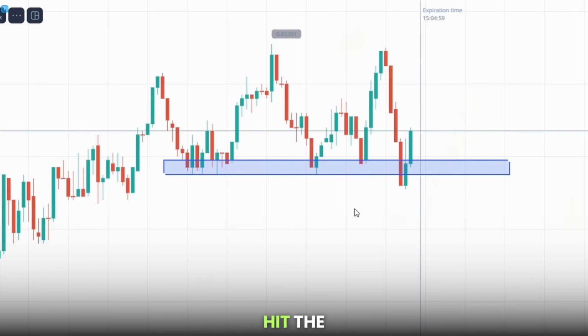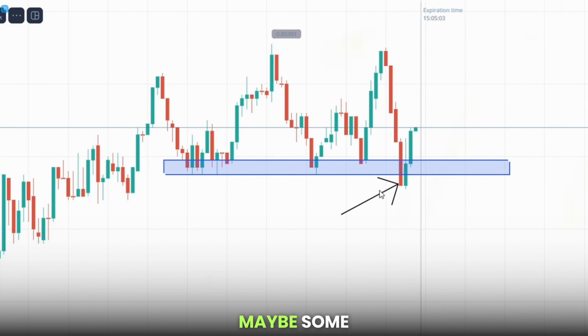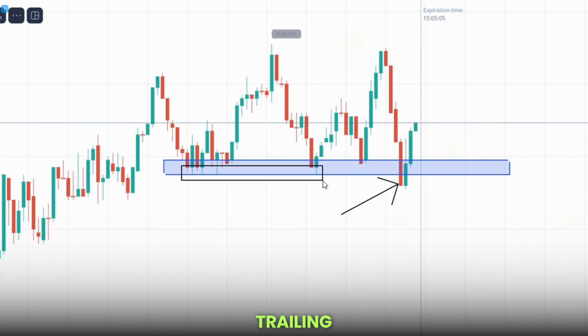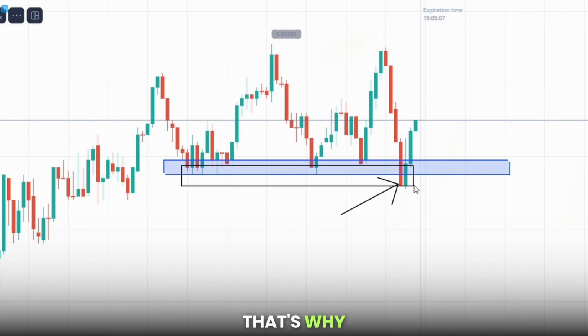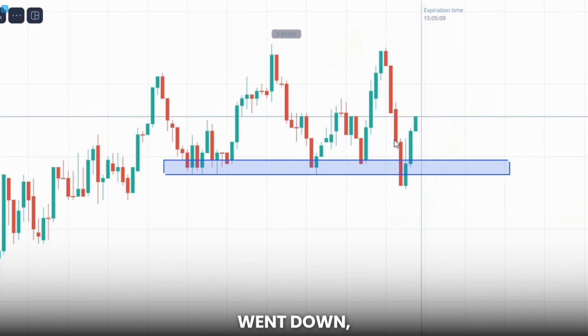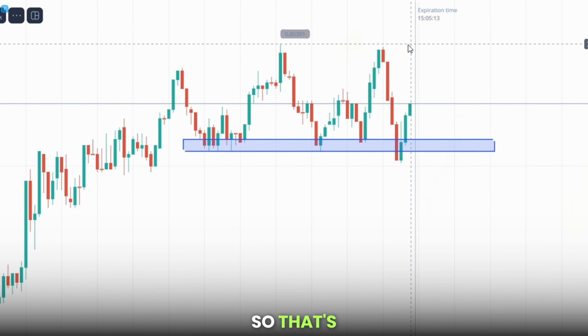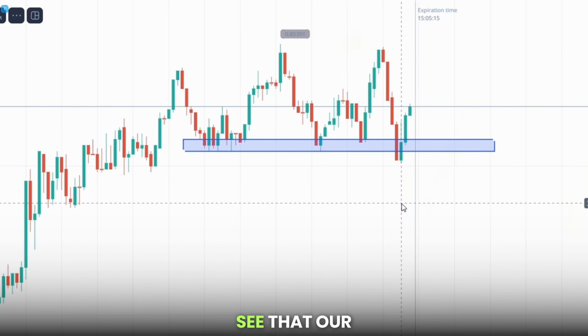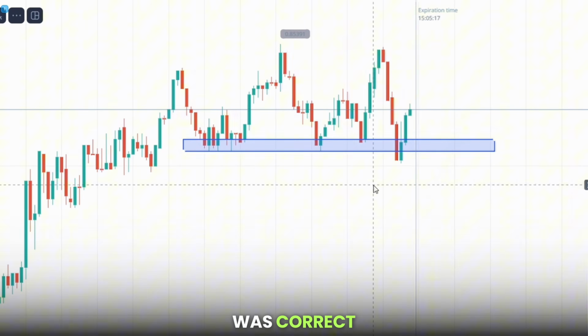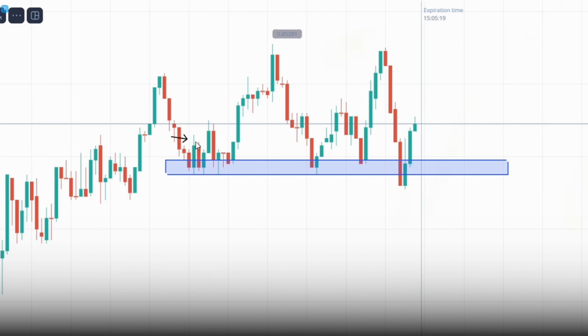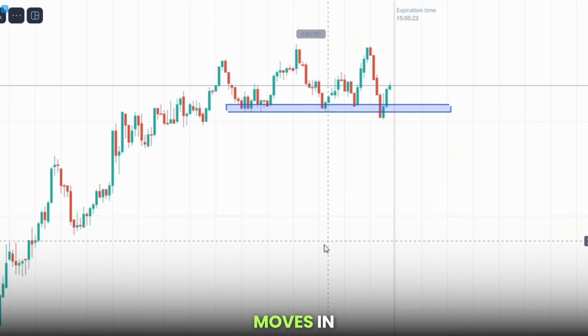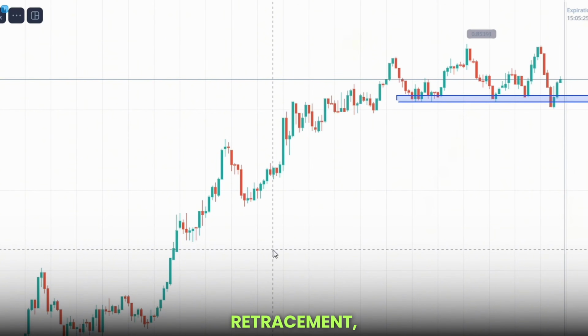The price hit the bottom and it penetrated through, because maybe some traders were trailing their stop losses, and that's why the price went down, penetrated more, and then it started to reverse. So that's part of the game, but you can see that our analysis was correct here. Our analysis here was also correct. So whenever you find moves in which there was no retracement, you can expect a reversal from the bottom.